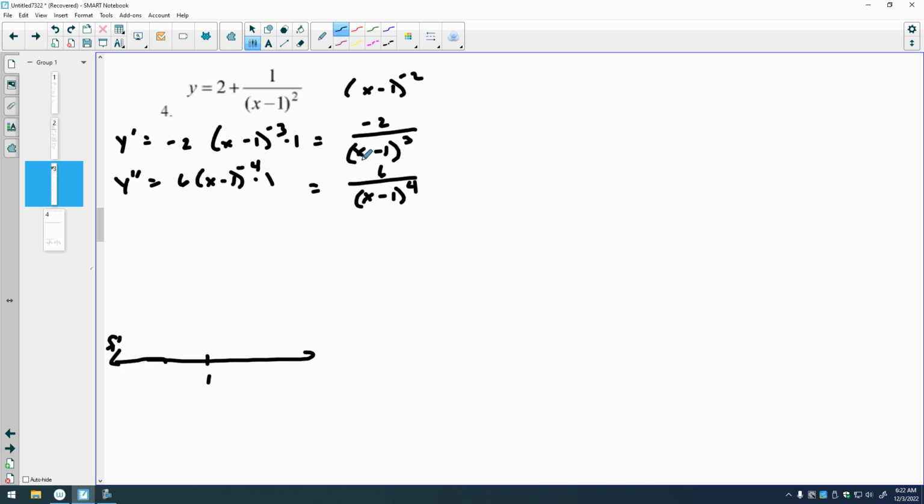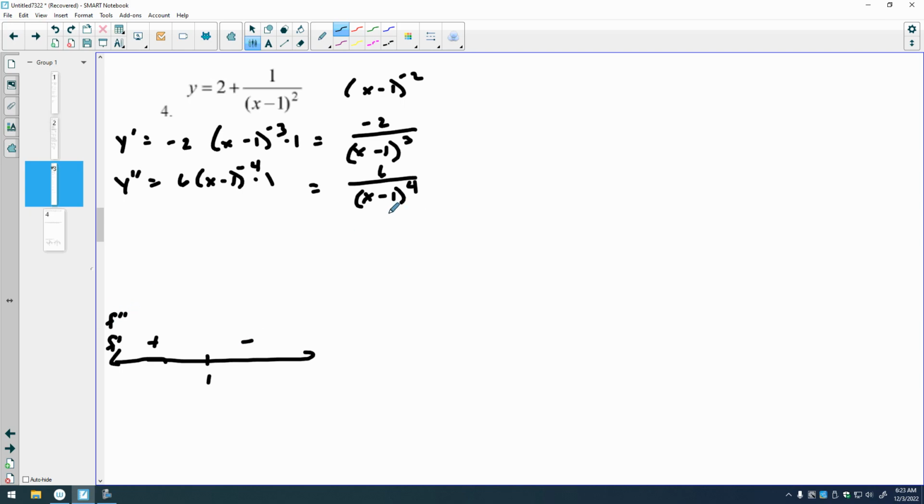So f prime, when I'm to the left of 1, this is like 0. This is negative, this is negative, makes this positive. To the right of 1, like plug in 2, this is positive, this is negative, makes that negative.